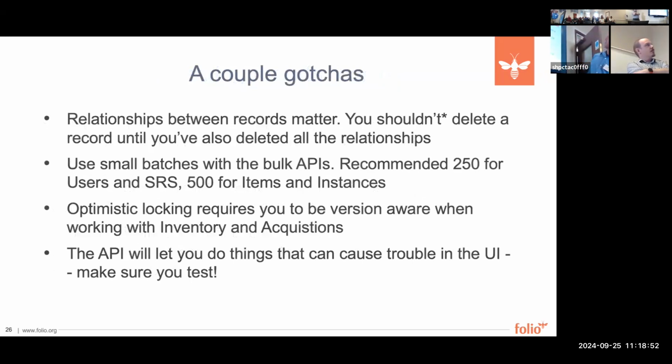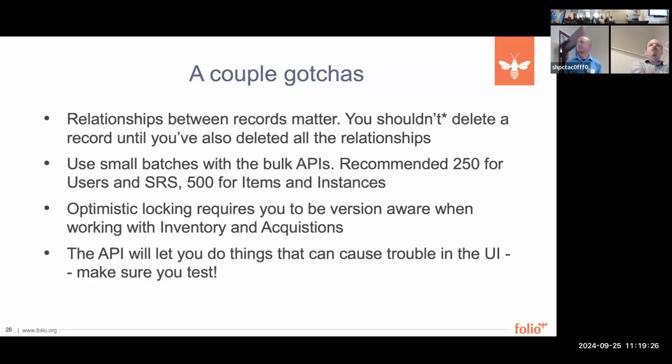Oh yeah, gotchas. You can cause yourself big headaches because when they designed the UI, they didn't ask what if some ninny were to delete things that we think are going to be there. Relationships matter. Don't delete a record until you've deleted all of its dependent relationships. You can use small batches with bulk APIs. We have to get very conservative here. For a lot of them, you can give it 750 or 1,000.